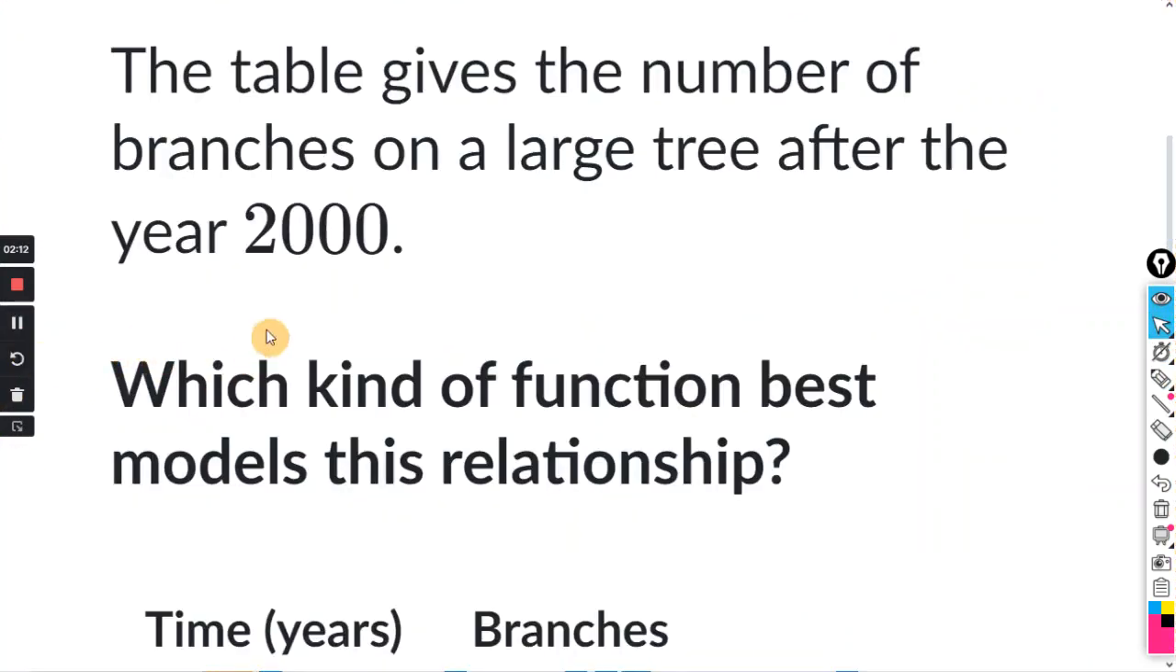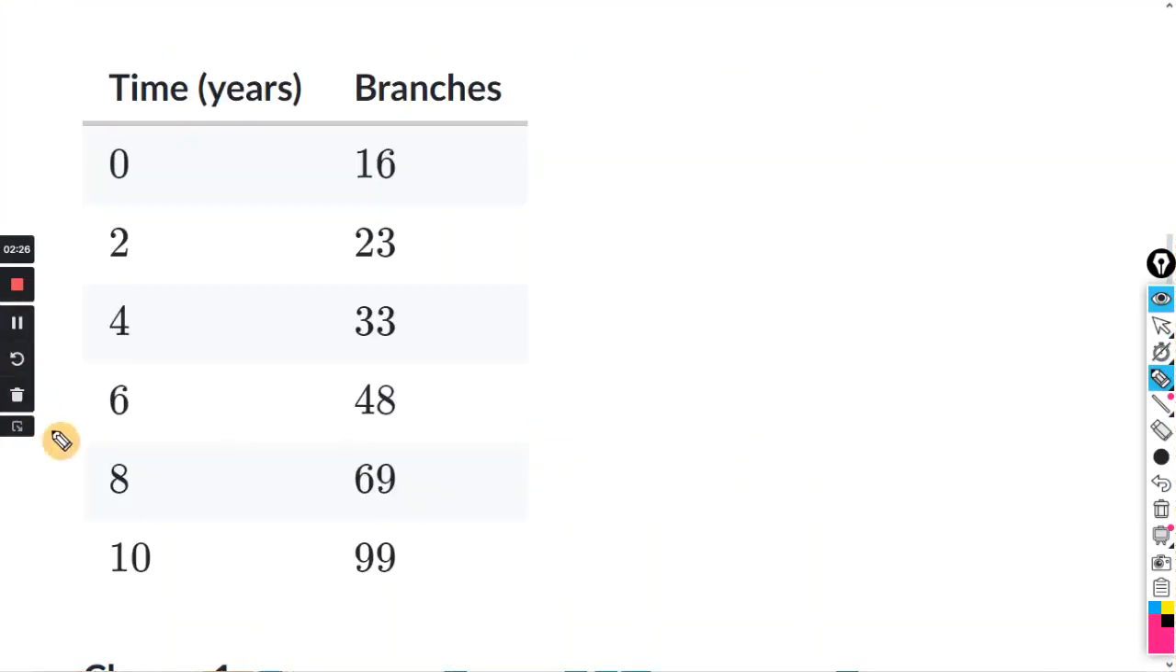Okay, you can read the write-up. I think in most or all cases, you don't need it. The table gives the number of branches on a large tree after the year 2000. What kind of function best models this relationship? All right, I believe for all of these, the first column will be the x values, and the second column will be the y values.